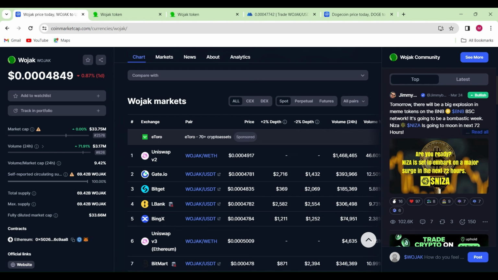But what do you reckon, guys? Do you reckon we can get anywhere near the same price as Dogecoin in this bull season or the next? I've got an even better question for you. Do you reckon Wojak will survive the one after next bull season? Leave that in a comment. So let's say the fully diluted market cap is at 33.66 million.